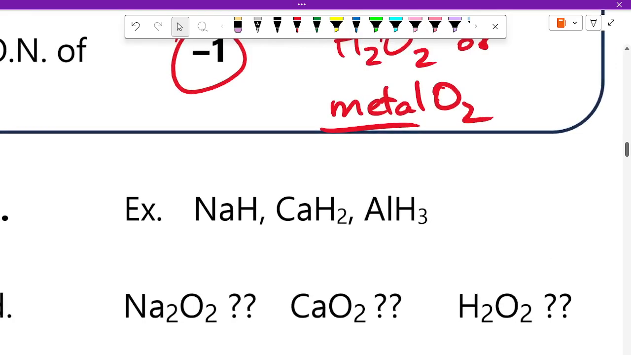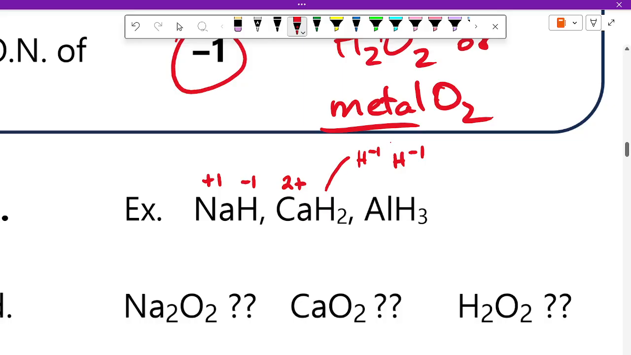Now you remember, sodium is always plus 1, yes? In order for this compound to be neutral, what does hydrogen have to be? Negative 1. Okay? So that's the reason why it's negative 1 there. Calcium is 2 plus, so each of your hydrogens has to be hydrogen minus and hydrogen minus. Yes? Minus 1, hydrogen minus 1.